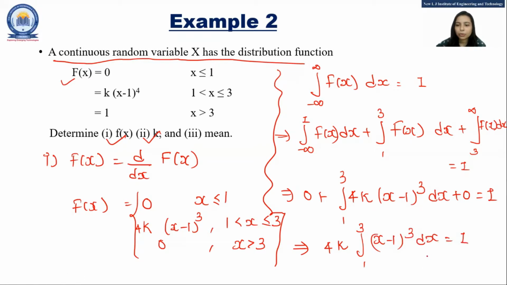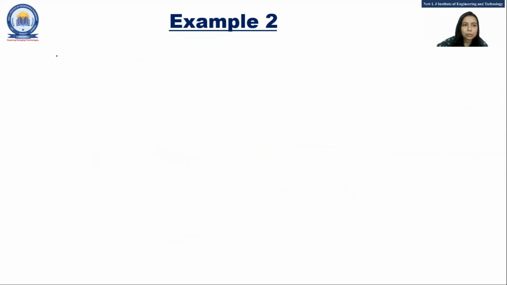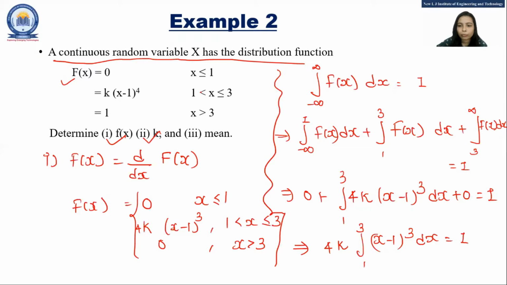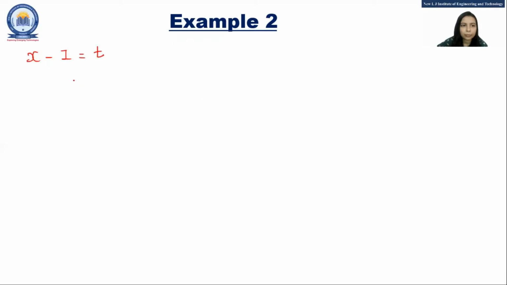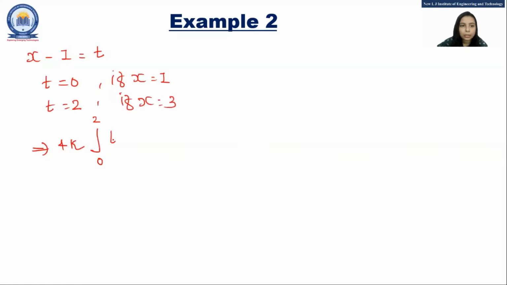Now this (x minus 1) cube can be taken as t cube. So x minus 1 is equal to t. So for x equal to 1, t would become 0, and for x equal to 3, t would become 2. So we can define this integration as 4k integration from 0 to 2 t cube dx. So dx is equal to dt, so that would become dt equal to 1.